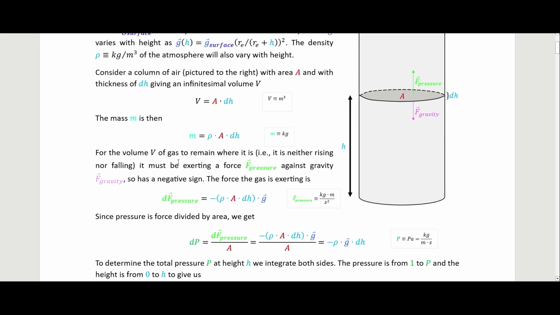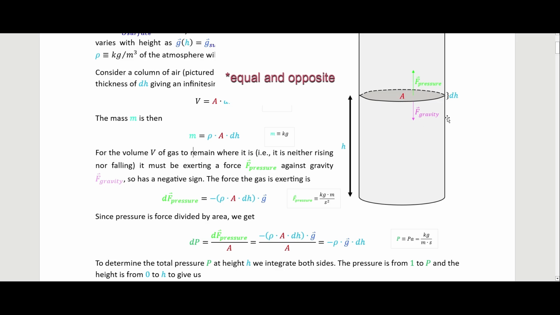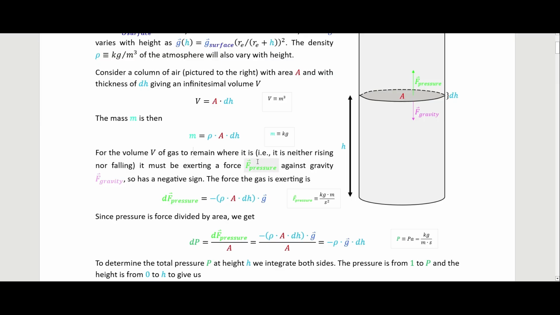For the volume V of gas to remain where it is, so this little volume right here is not moving up or down, we have to have these two forces be equal to each other. And so it must be exerting this force here, which I'm already calling the force due to pressure, and so that's going to be working against gravity, and so we give it a negative sign. So if we're saying that this force is positive, then this force from the pressure is going to be negative because it's pointing in the opposite direction. So the force the gas is exerting is therefore this right here. So we have our mass represented by the rho times A times dh. Then we have our acceleration due to gravity right here.